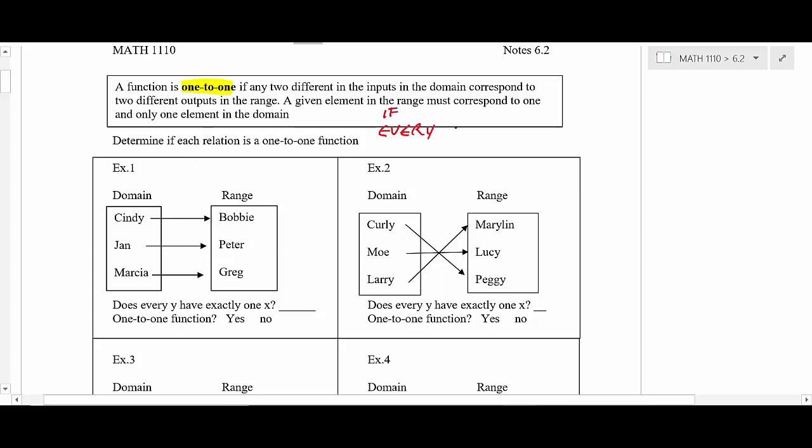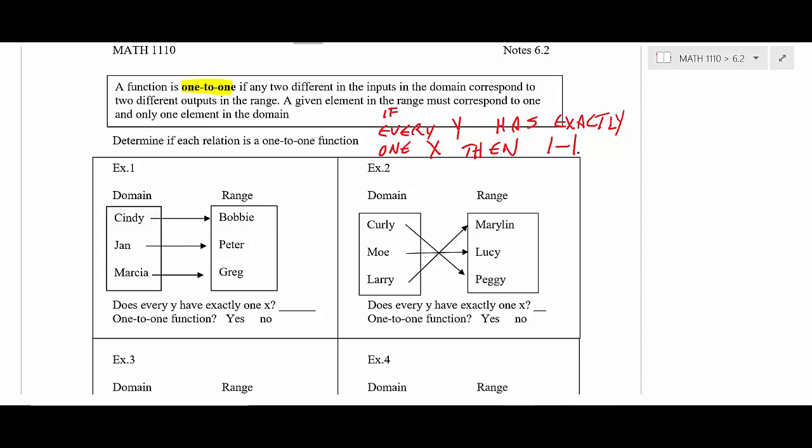If every y value, or let's just say every y, if every y has exactly one x, okay, then it's a one-to-one function. Okay, it's totally in reverse of what a function is. When you learn about a function, you learn if every x has one y, then it's a function. Now it's backwards. If every given y has one x, then it's a special function called one-to-one.